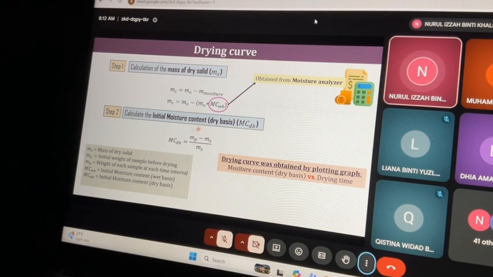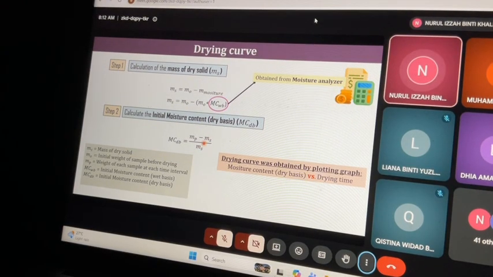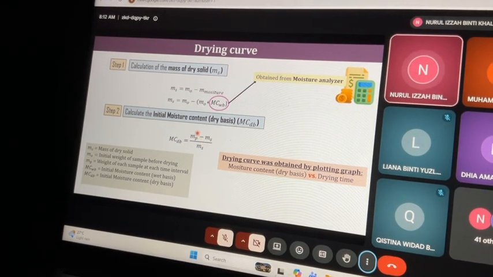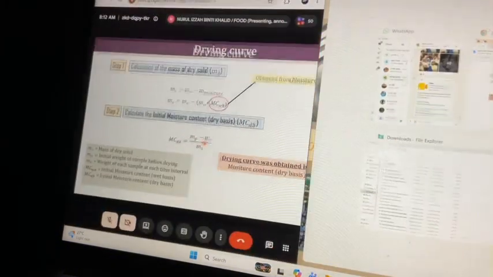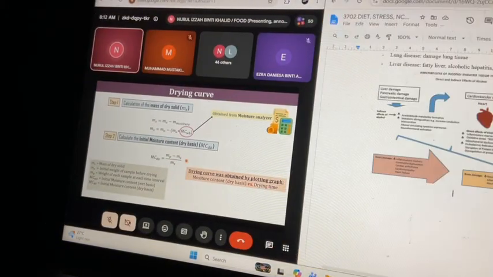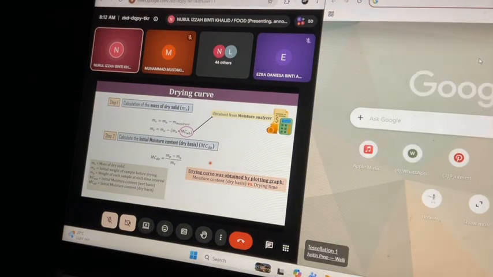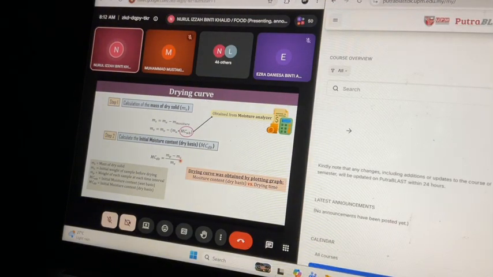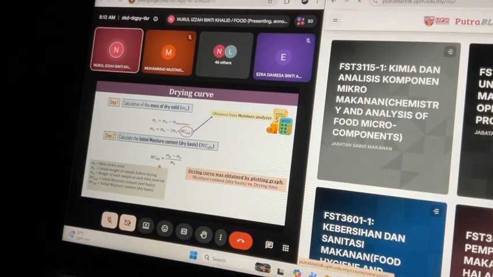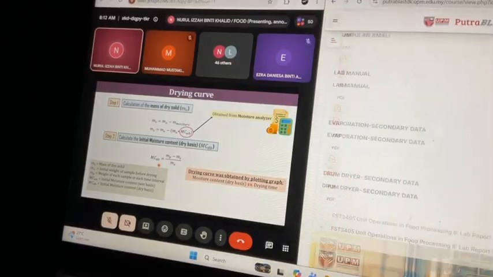So here the moisture content is the mass of moisture divided with the mass of solid. To calculate the mass of the moisture, you have to use the mass of the product for each time minus the mass of solid. So that's how you can get the moisture content on dry basis. But this one we will see the example later in Excel in our activity, so that you can understand more how to get the moisture content on dry basis for each time.